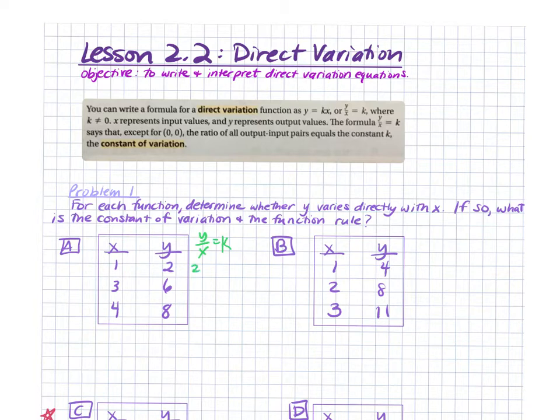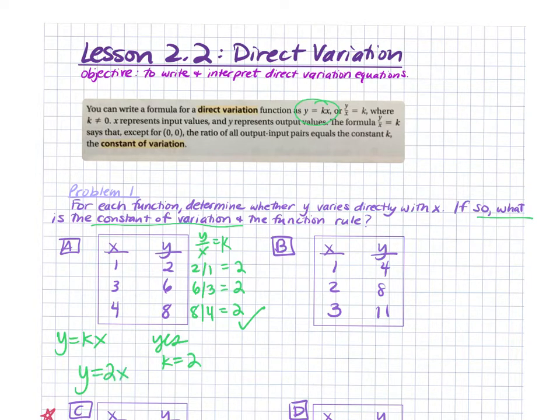So here we have 2 divided by 1, that's 2. And here we have 6 divided by 3, also 2. Looking good. 8 divided by 4, also 2. So this is going to be a direct variation, yes, because k equals 2. It's a constant. And it says, if so, what is the constant of variation? We got that, k equals 2. And what's the function rule? So the function rule is going to be this y equals k times x. And in this case, our k is 2. So it's going to be y equals 2x.